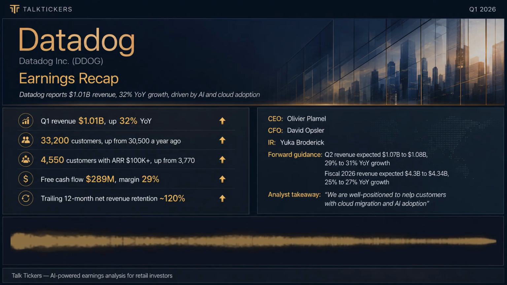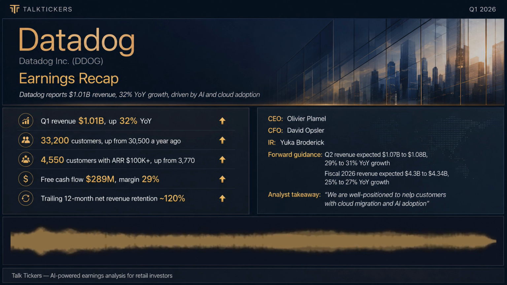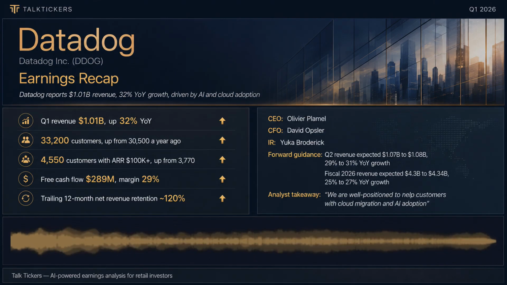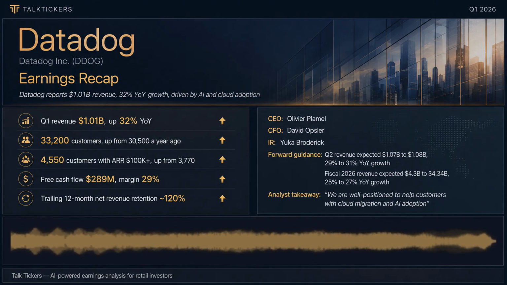Definitely. Now, there's another financial metric buried deep in the guidance section that I found structurally fascinating. It has to do with how Datadog is physically operating their business amidst the most capital-intensive technological arms race in history. You are referring to their capital intensity metric. Yes. David Opsler noted that they expect capital expenditures, along with capitalized software, to remain incredibly low, just 4% to 5% of their total revenue for fiscal 2026.